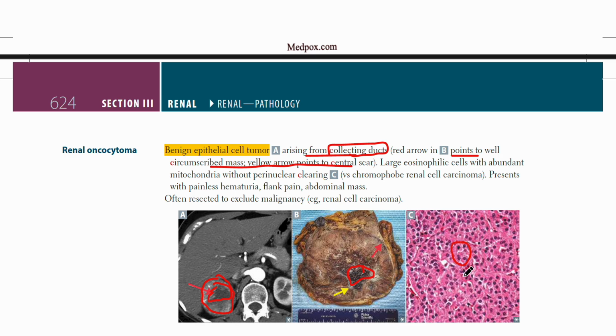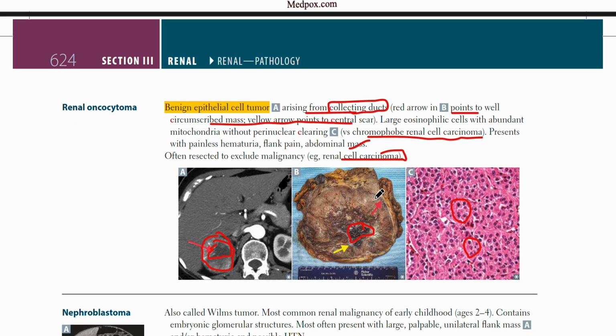Here you can see, right? Eosinophilic cells versus chromophobe renal cell carcinoma. So it presents with painless hematuria, flank pain, and abdominal mass, often resected to exclude malignancy. Right? So this is a benign epithelial cell tumor.